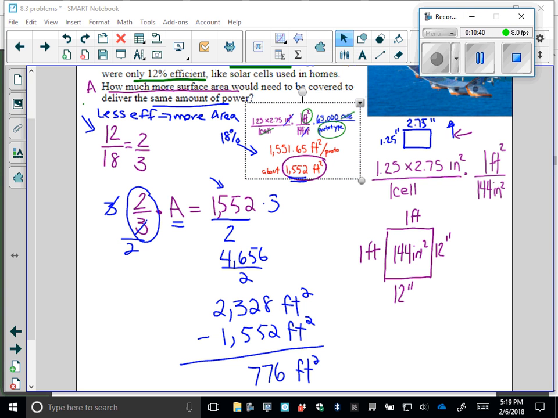All right, we can talk more about this in class tomorrow, but that's just sort of a little bit of dimensional analysis and just a little bit of problem solving.